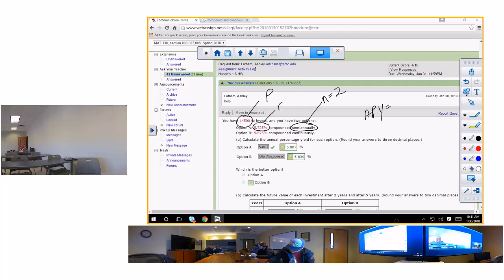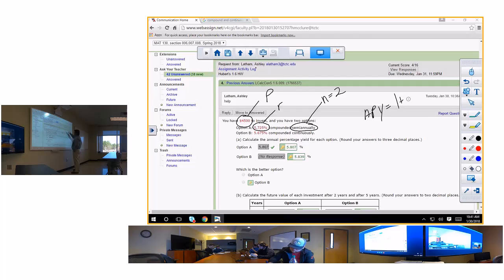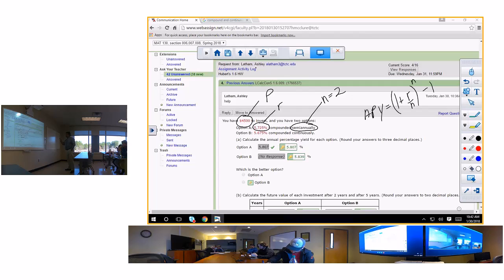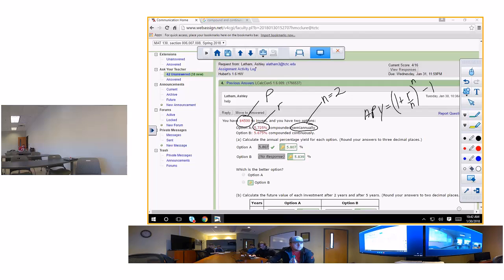1 plus R over N to the N minus 1. All right, 1 plus R over N, parentheses, to the N power, minus 1. I teach business 103 and never have we used that. It says R is the stated annual interest rate, and N is the number of times compounded.